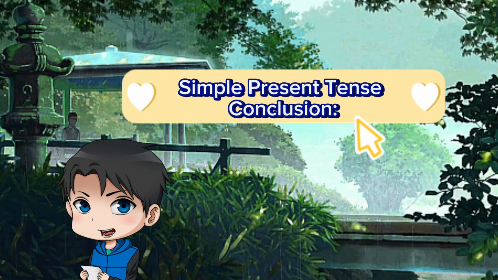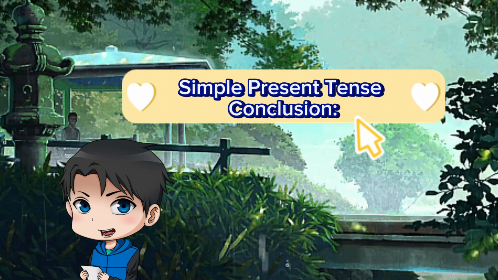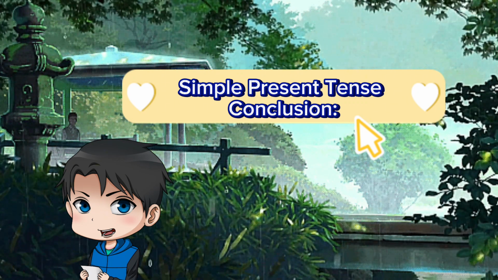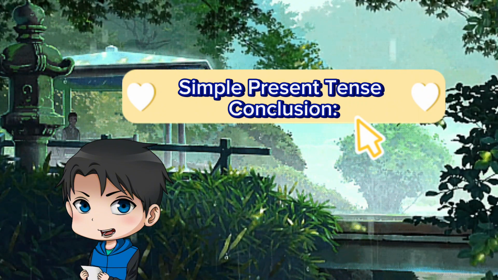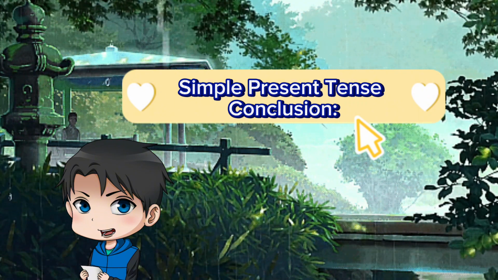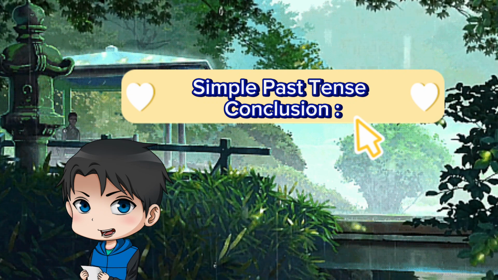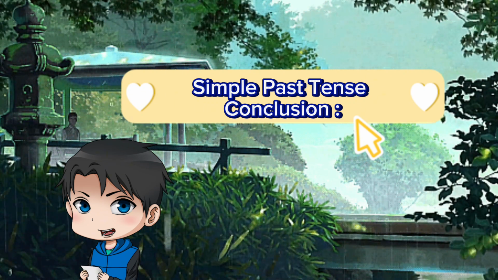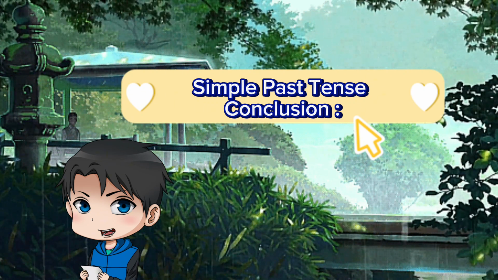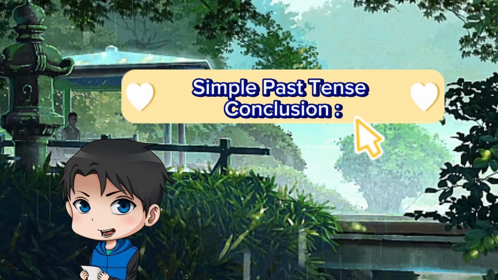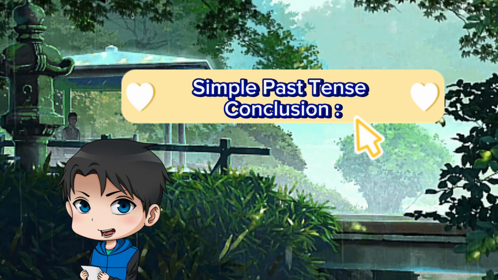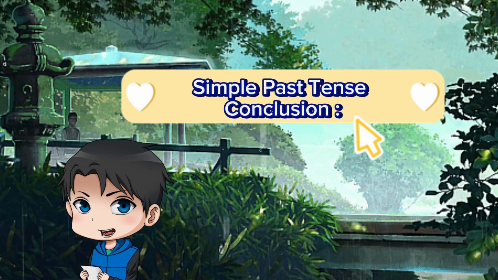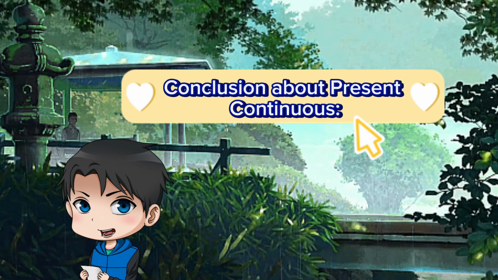Simple present tense conclusion. Simple present tense is used to express habits, general facts, routines, or things that are always true. Simple past tense conclusion. Simple past tense is used to express actions or events that have occurred and finished in the past. The time of the incident is usually clear or known.